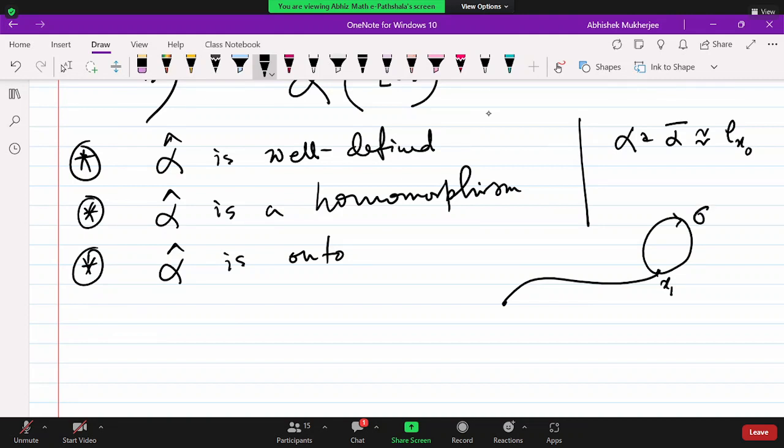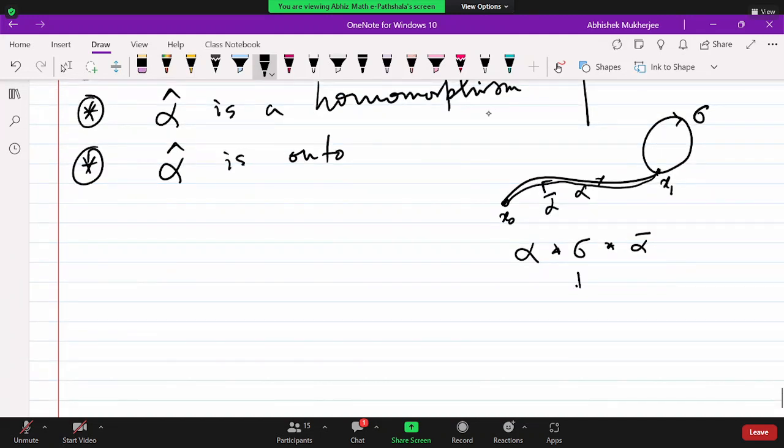Okay, and then let us start from x naught to x1 via alpha, then going around this sigma, and then coming back to this x naught via alpha bar. Okay, so corresponding to this loop sigma based at x1, you can consider a loop based at x naught, which is this.